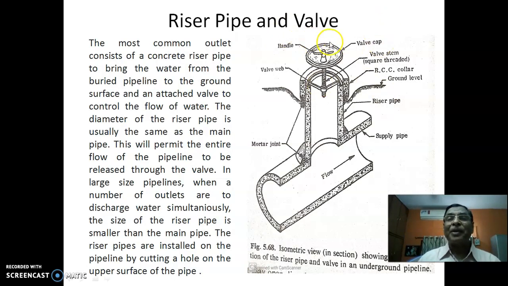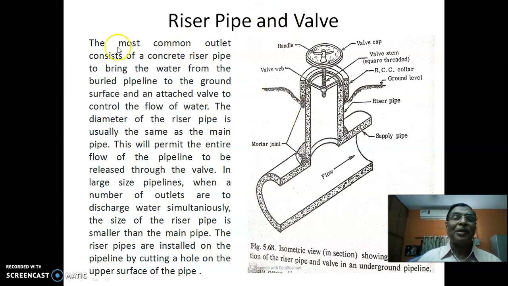So this is a riser pipe and valve. Wherever you want to draw the water from the underground pipeline, this is the instrument. You will draw the water to the surface of the ground. So this is underground flow, and through this pipe arrangement it will rise, and there will be a valve. You can simply unscrew that valve and then water will appear.